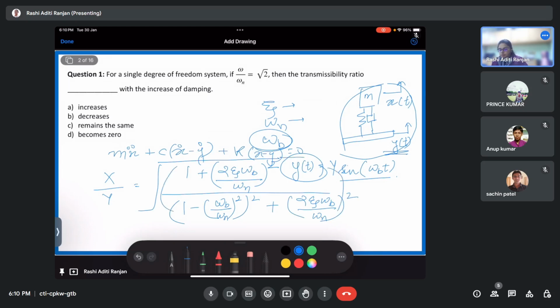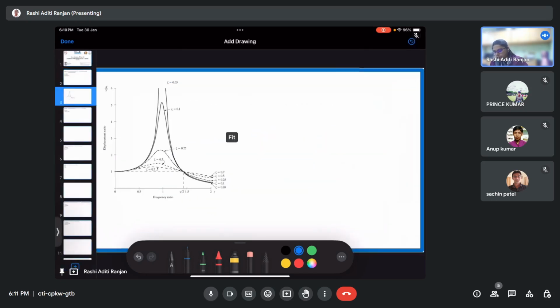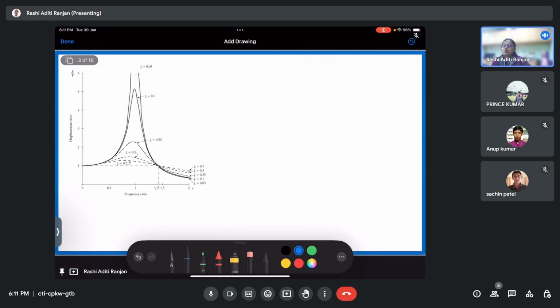I guess it is clear to every one of you. Okay. So now the thing is that you must have seen this in the lecture also, but I've still inserted this image in order to discuss how the transmissibility ratio changes. So here you can see the graph of the displacement transmissibility ratio x by y with the frequency ratio, which is omega b by omega n.